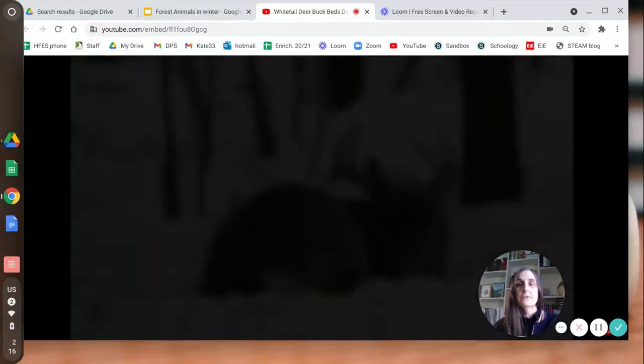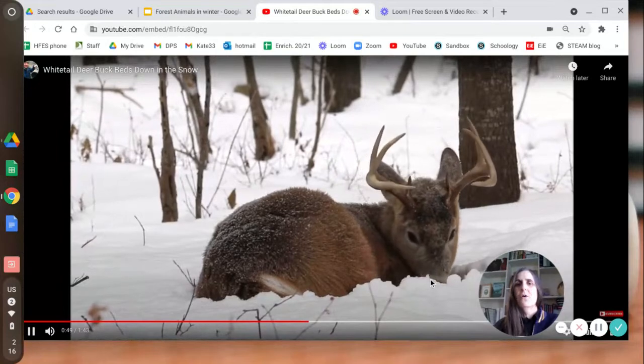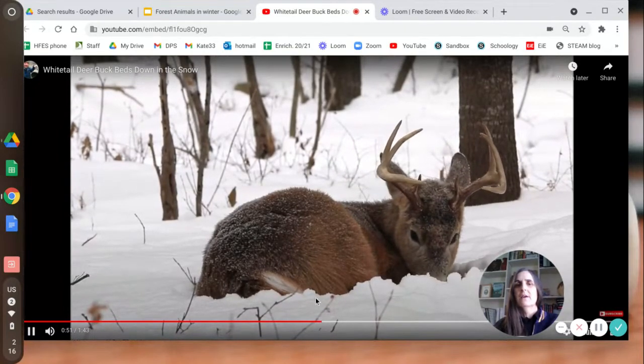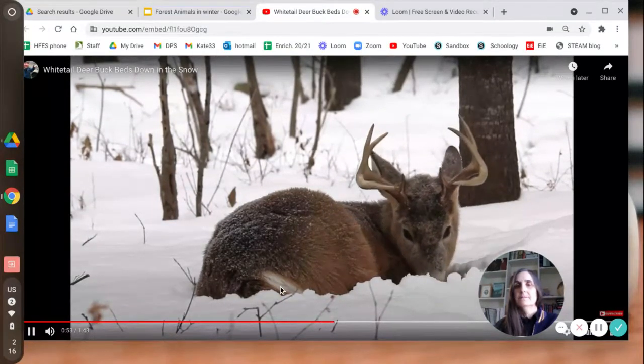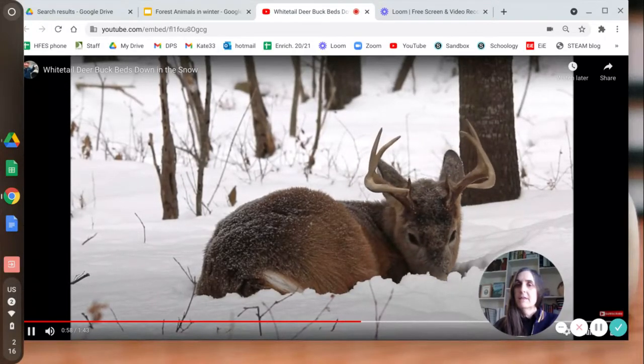Where is the deer finding shelter? You can see here that he's dug a little hole in the snow to take a rest. Looks like he's also getting some water by eating the snow.